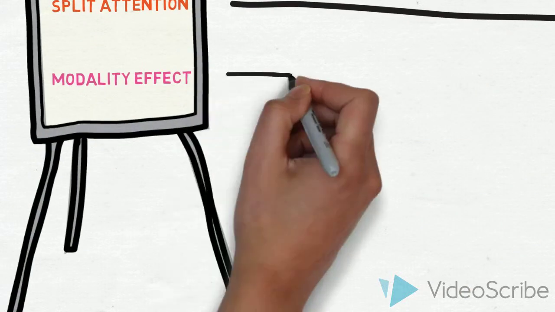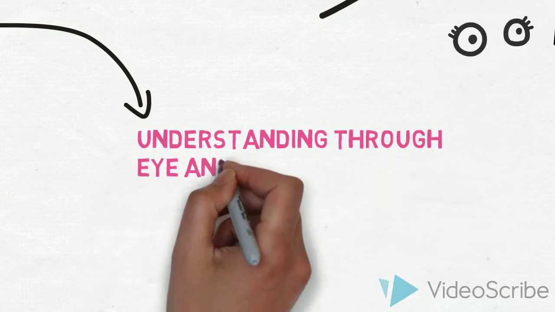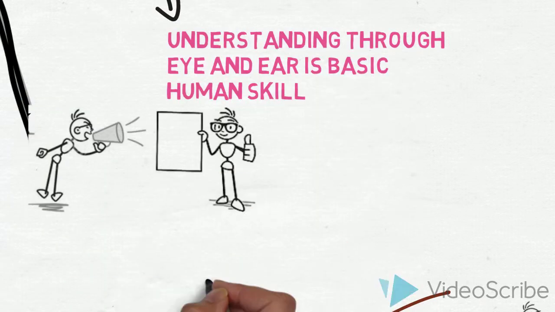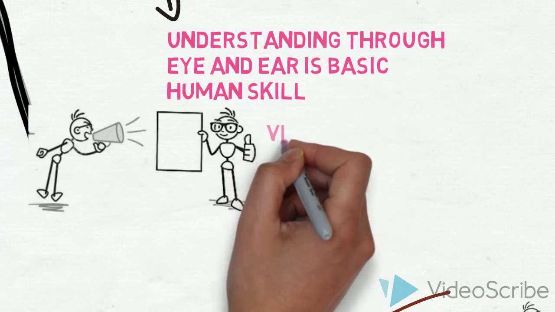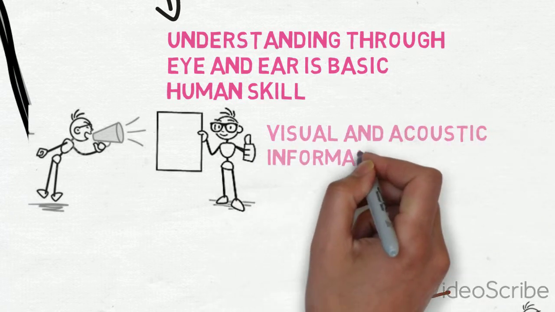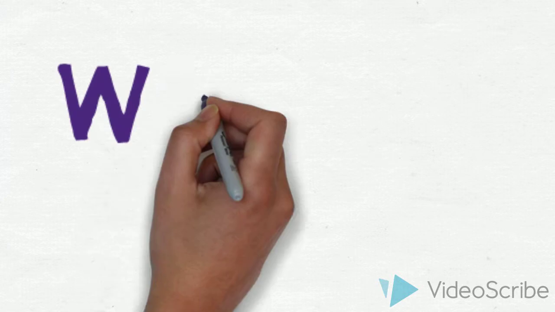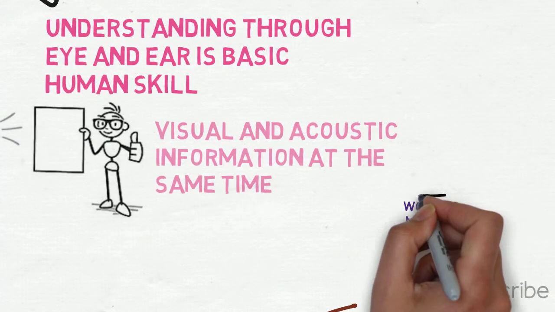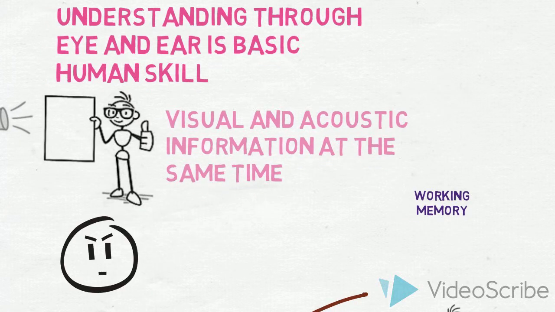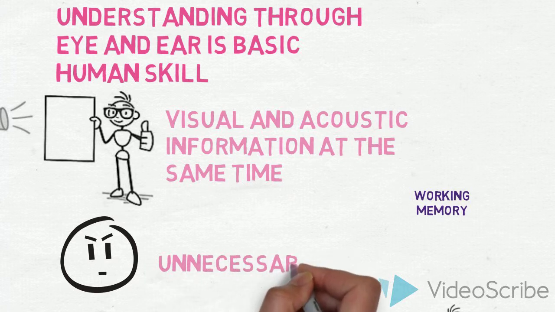The last one is modality effect. The capability of understanding information through the eye and the ear simultaneously is a basic human skill. When using more than one sense, the limited amount of the working memory is increased. And at last, it's also essential not to include unnecessary information within the dual mode information transition.